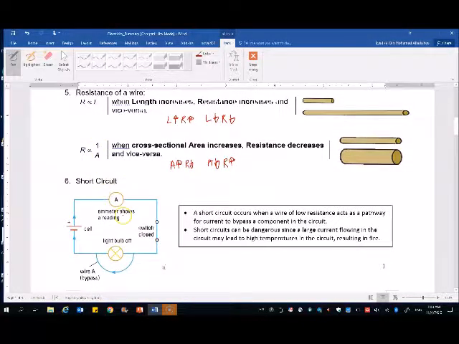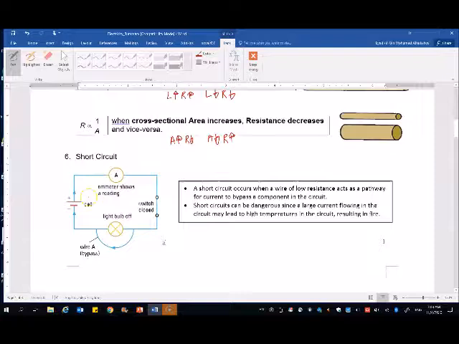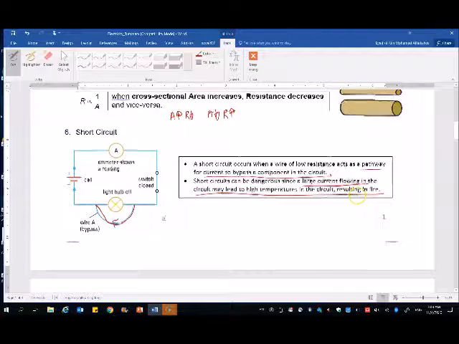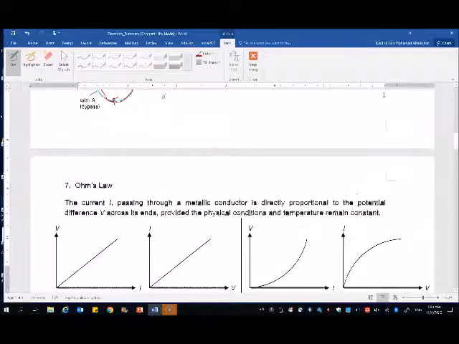Then we talked about a short circuit. What is a short circuit? It is when you have a wire of low resistance that bypasses the component in your circuit. This wire of low resistance acts as a pathway for current to bypass the component in the circuit. This can be dangerous since a large current flowing into the circuit may lead to high temperatures and may result in fire.